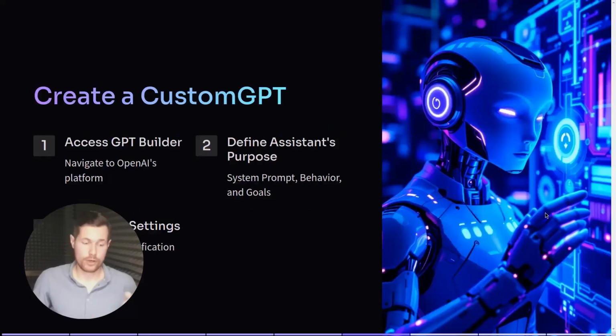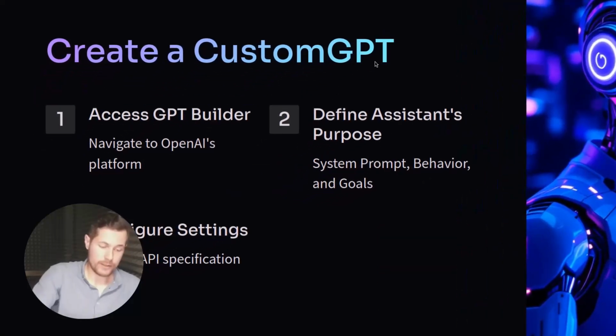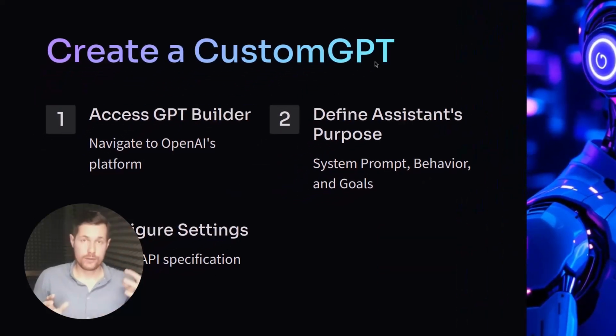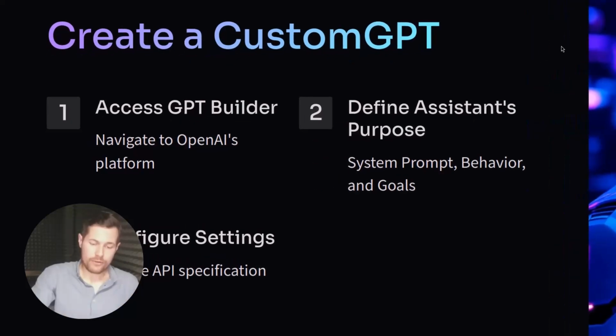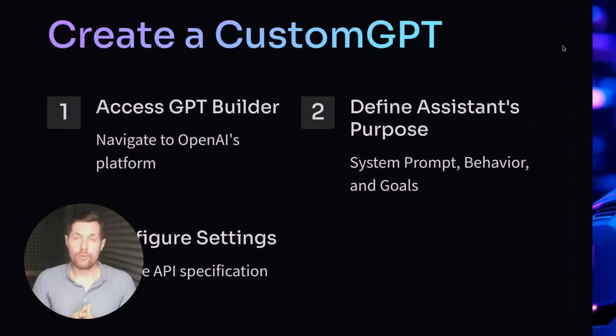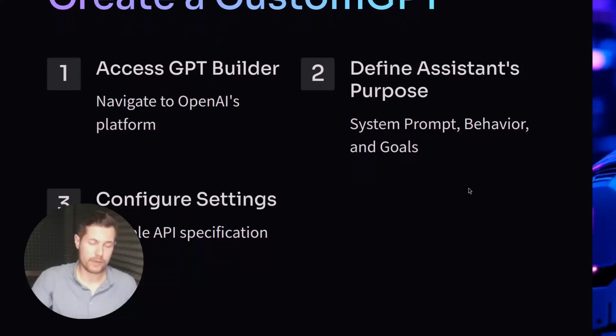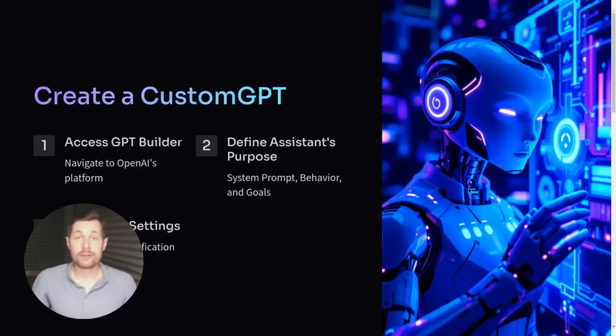Now, how do we create a CustomGPT? We have 3 steps here. We access the GPT builder inside OpenAI's ChatGPT interface. Then we have to prompt it with a system prompt where we specify the behavior and its goals. And then ultimately we have to configure its settings. So we need to put the API of Airtable into its specification via the actions. Let's have a look how this works.